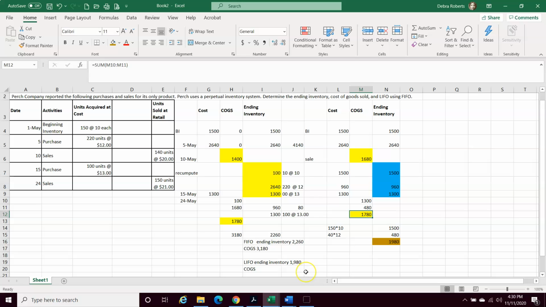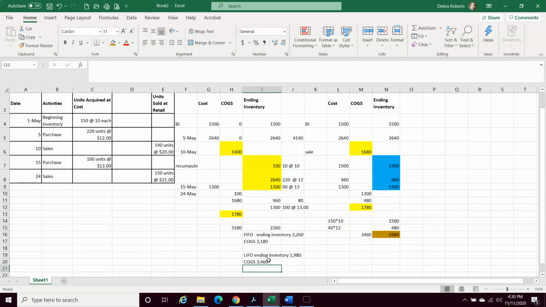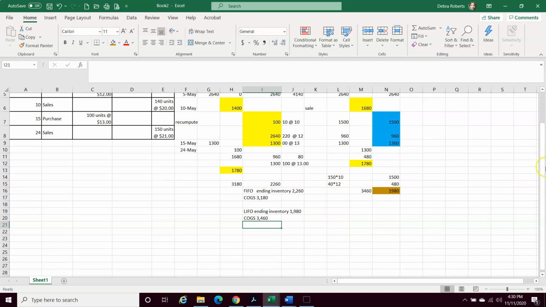Cost of goods sold, in this case, is going to be the addition of these two numbers, 1780 and 1680. So I'm going to add those two up, come up with my total cost of goods sold, and so forth. So I've got cost of goods sold is $3,460.